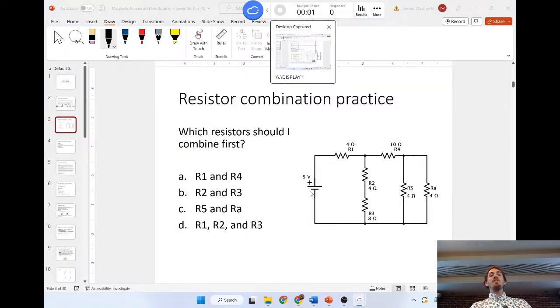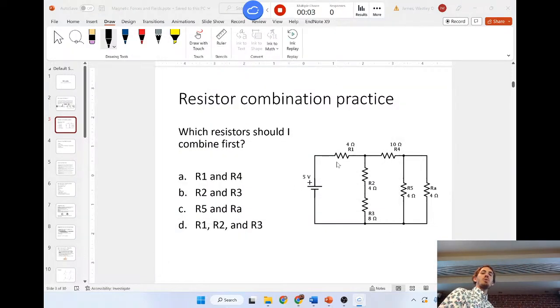I have a circuit with a 5-volt battery that goes into resistor 1. It then splits into a path with resistor 4 and another path with resistors 2 and 3. After 4, it splits into 5 and RA. Those come back together, recombine with this, and go back to the battery.